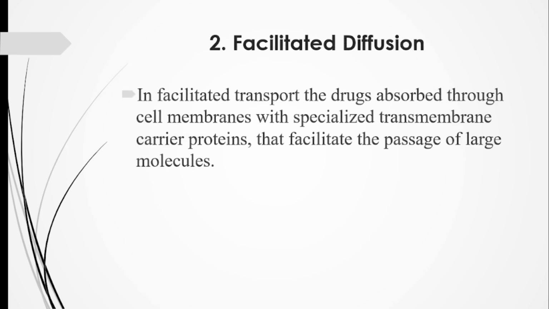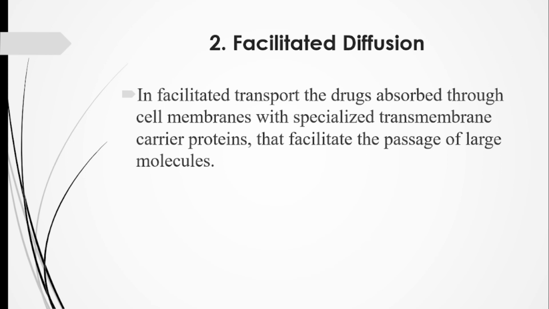After passive diffusion, we have facilitated diffusion, and as its name suggests, in facilitated diffusion or transport, the drugs are absorbed through the cell membrane with specialized transmembrane carrier proteins that facilitate the passage of large molecules of the drug. It involves the drug moving down the concentration gradient with the help of transport protein. No energy expenditure is required. This type of transport is also specific and saturable.